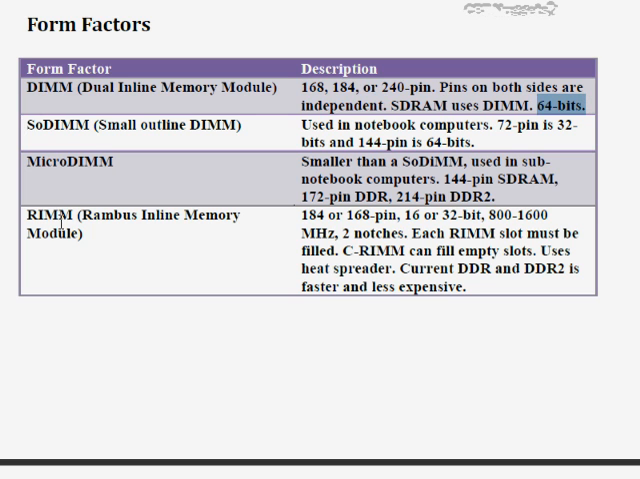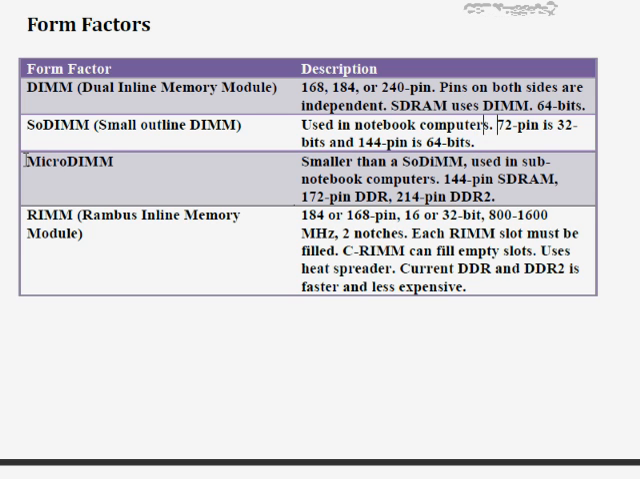Then we also have some other form factors here as well. A SO-DIMM, which is a small outline DIMM. This only means it's a small DIMM. That's all it is. That's the reason they're smaller, because they're used in notebook computers. The 72-pin SO-DIMM, even though there are 72 pins, is actually only 32 bits wide. And a 144-pin SO-DIMM is going to be 64 bits wide. Again, a SO-DIMM that uses 72 pins is a little bit older. I'm not sure you're going to see too many of those. Just about anything you see right now is going to be the 144-pin with 64 bits.